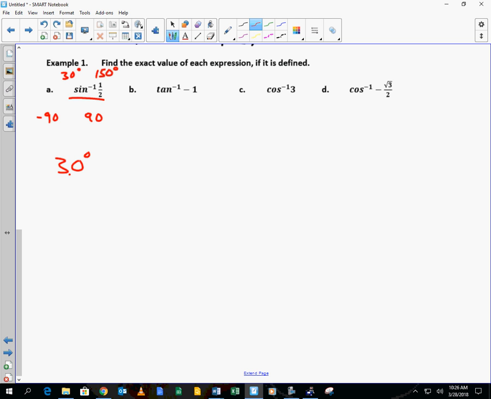Tangent inverse of -1. Tangent is equal to -1 at either 135 degrees or at 315 degrees. It has to produce values that are between negative 90 and positive 90. Which one will it choose? Negative 45. Negative 45 is the same as what? 315, isn't it? See that? Now your calculator will produce those values for you. How about cosine inverse of 3? Can cosine be equal to 3? No, so no solution.